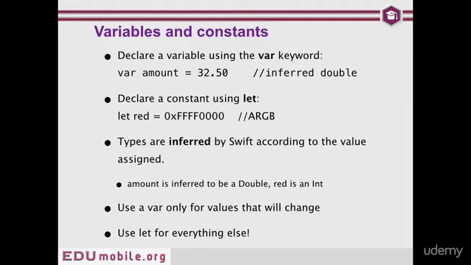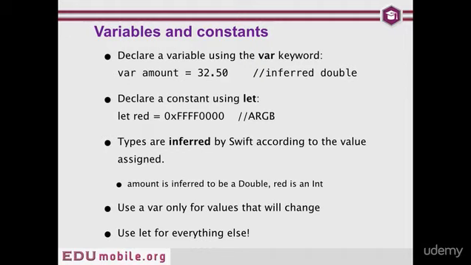Amount doesn't have an explicit type set for it, but in Swift we have type inference. So the declaration sees 32.50 and says, it's a double. Why not a float? We'll talk about that here in a minute as well. Numerals are inferred by their value to be either of type int or type double. We can declare a constant using let. So red here is of type int. It's inferred to be type int.